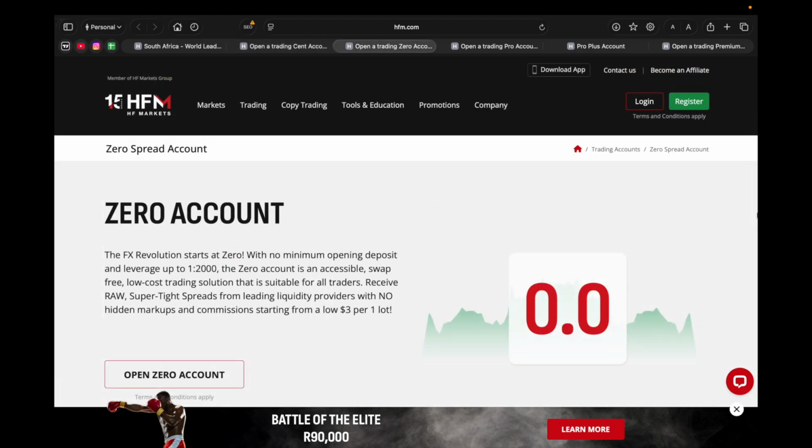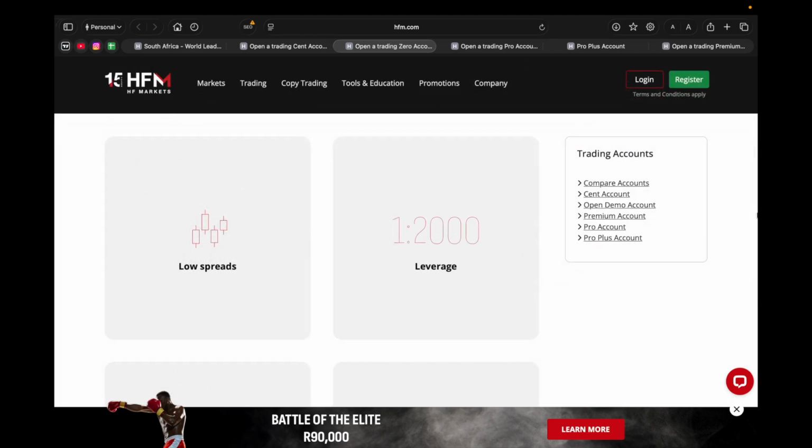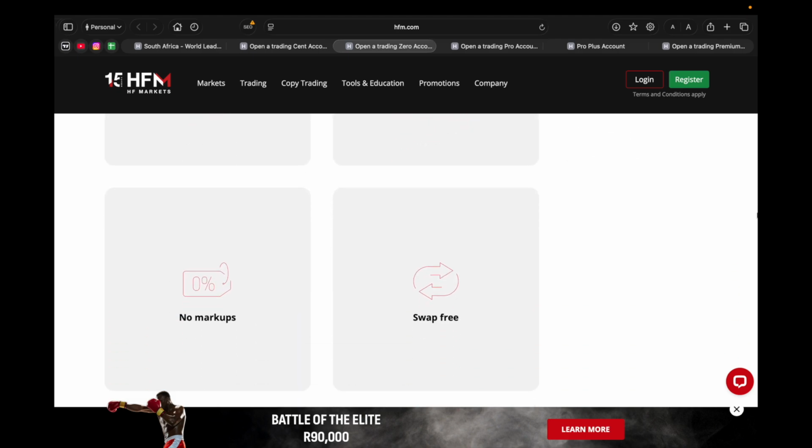Here we have the Zero account. The FX revolution starts at zero with no minimum opening deposit and leverage up to 1 to 2,000. The Zero account is an accessible, swap-free, low-cost trading solution that is suitable for all traders. Receive raw, super tight spreads from leading liquidity providers with no hidden markups, and commissions starting from as low as $3 per one lot. Low spreads, leverage 1 to 2,000, no markups and swap free.